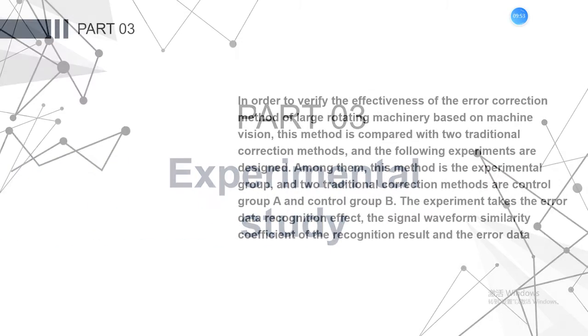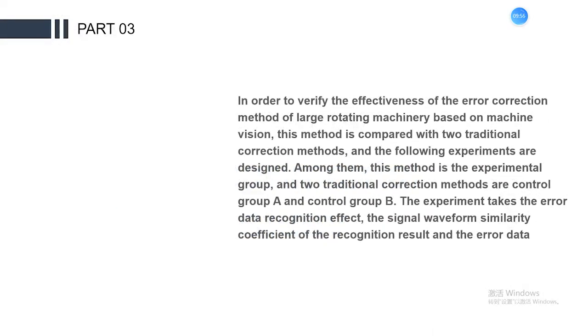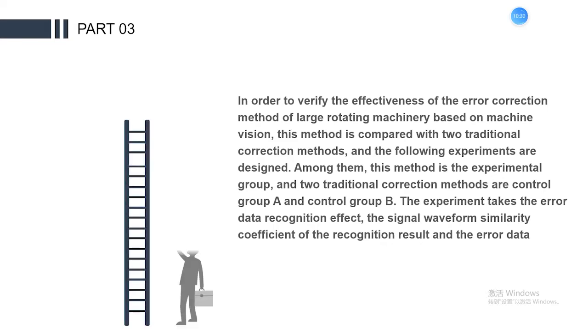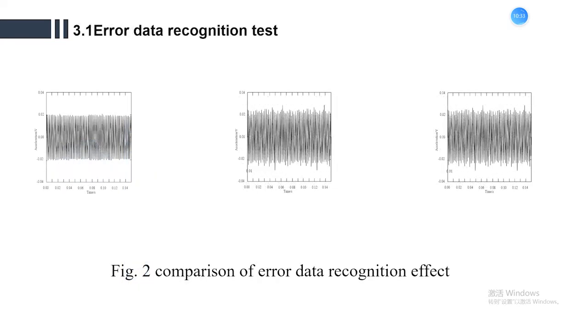Part 3. Experimental study. In order to verify the effectiveness of the error correction method of large rotating machinery based on machine vision, this method is compared with two traditional correction methods, and the following experiments are designed. 3.1 Error Data Recognition Test.